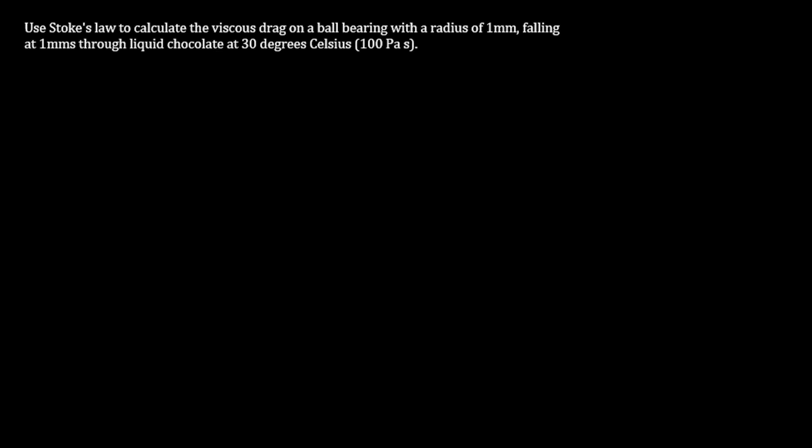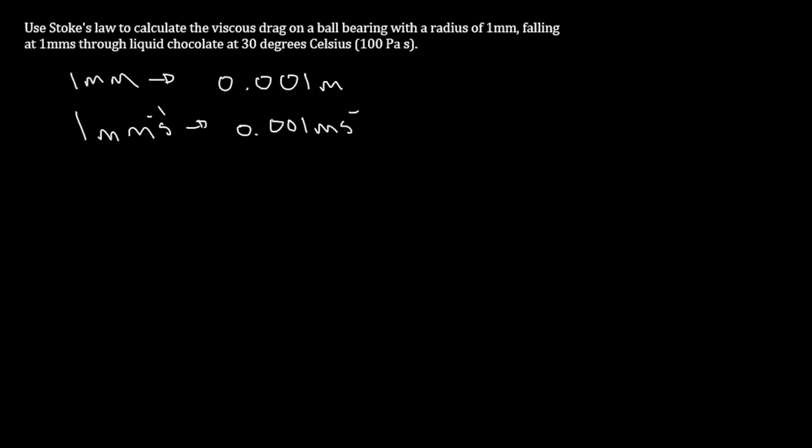So, first things first, we need to convert all of our units into the proper magnitude. So, 1 millimeter becomes 0.001 meters. 1 millimeter a second similarly becomes 0.001 meters per second.